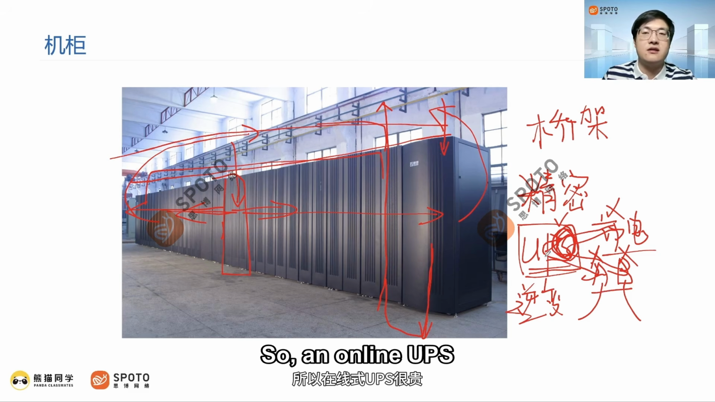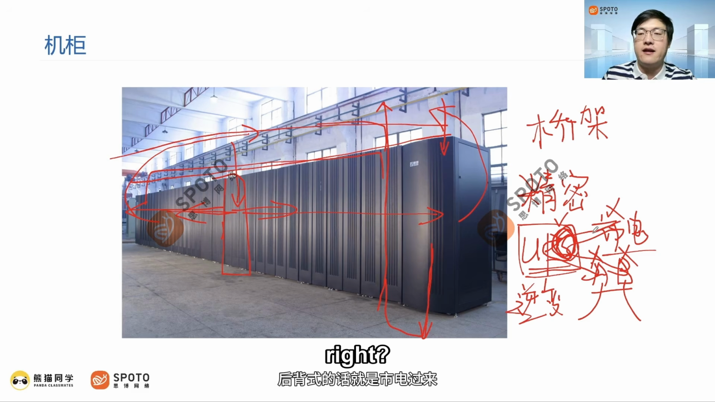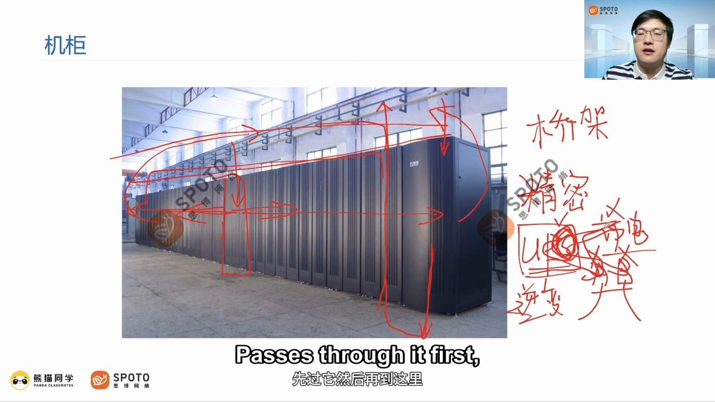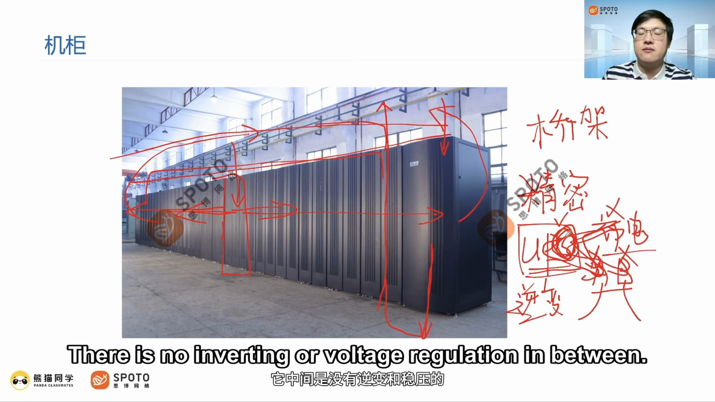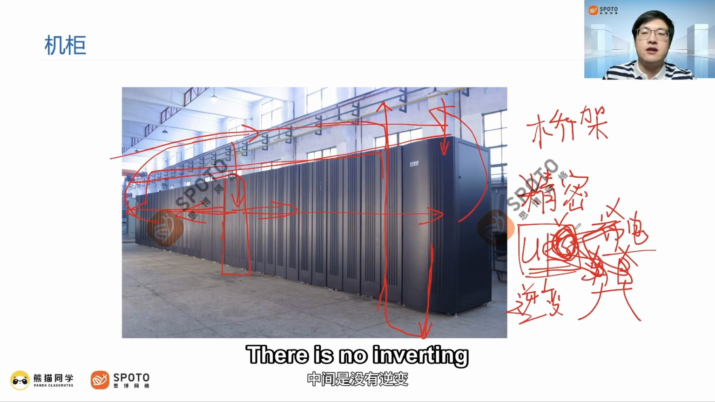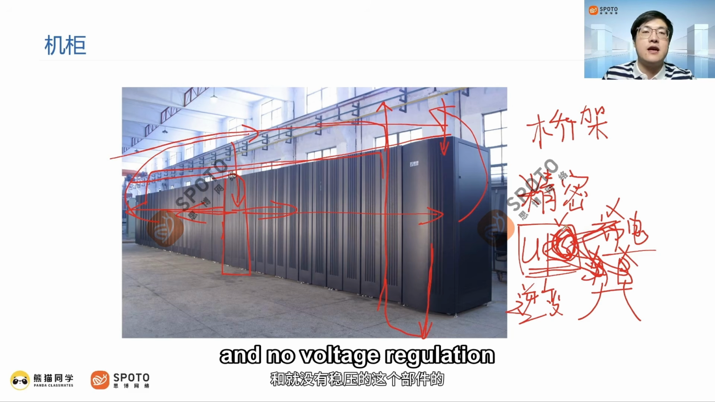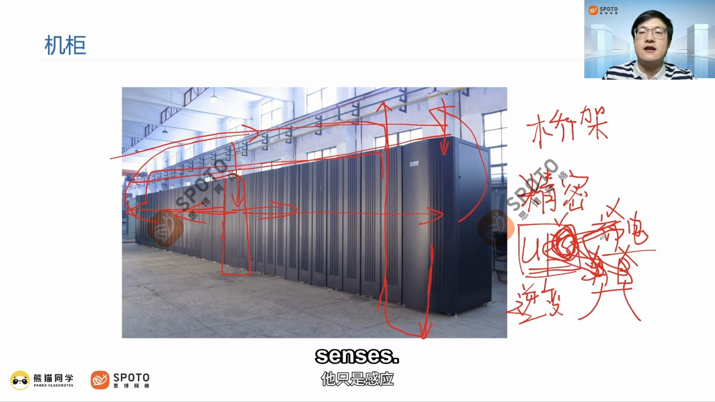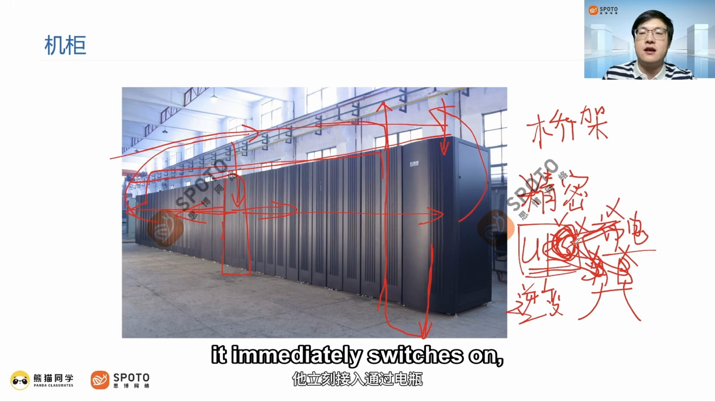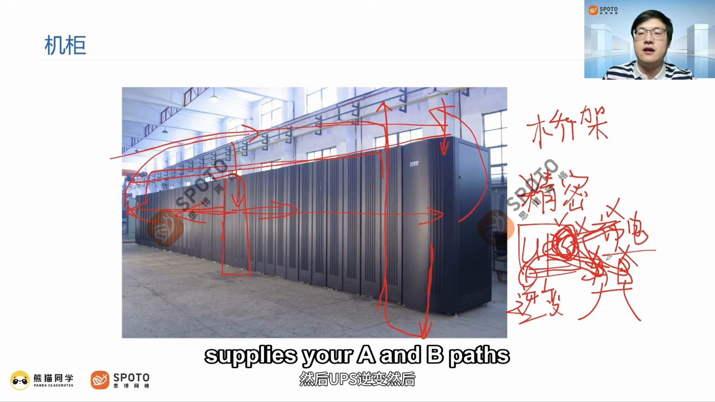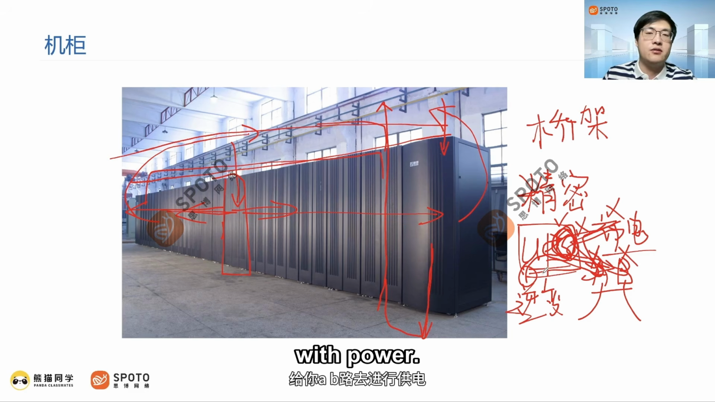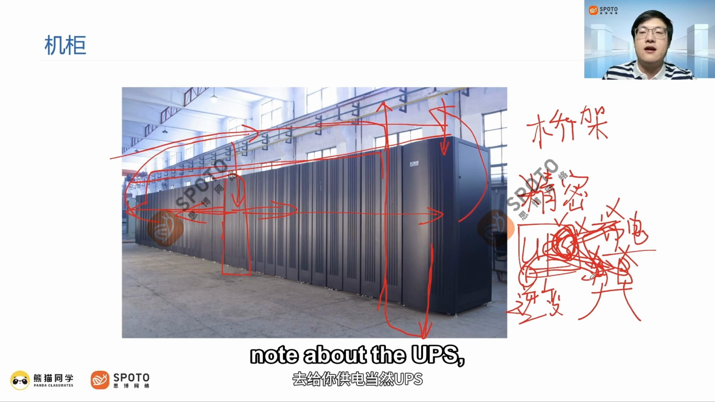For a standby UPS, the mains power comes in, passes through it, then goes here. There is no inverting or voltage regulation component in between. It just senses. When your mains power fails, it immediately switches to the battery. Then the UPS inverts, and supplies your A and B paths with power.